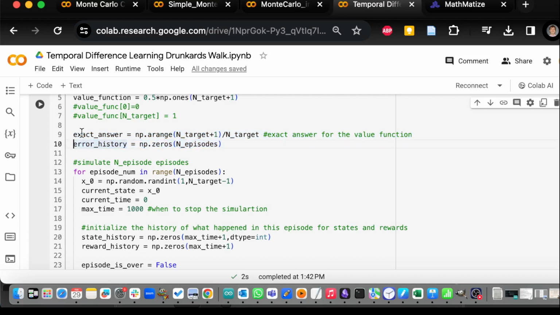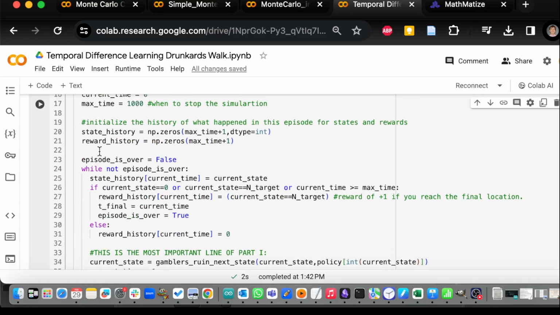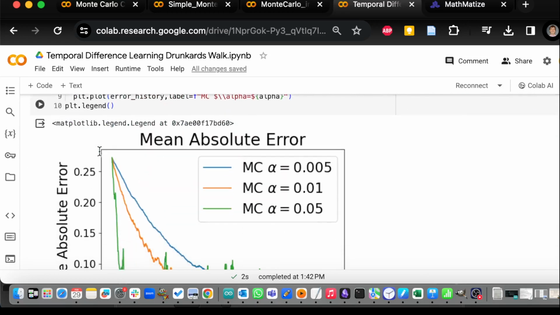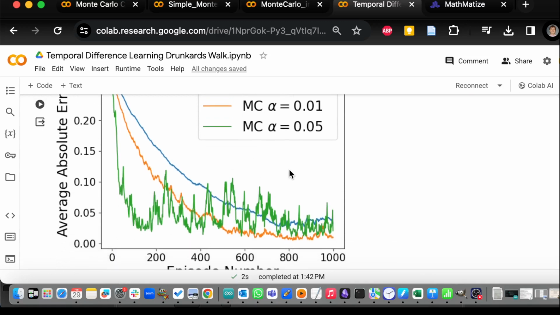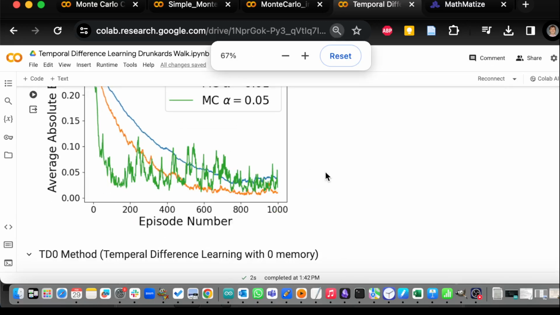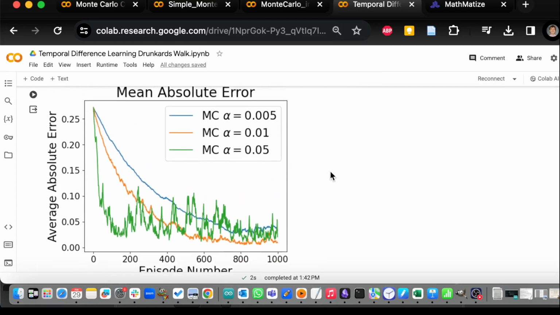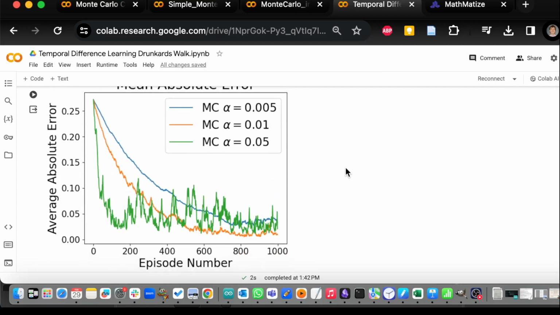In this particular problem, unlike Grid World, I know the exact answer. So in Grid World, I didn't know the exact answer. But in this problem, because we did it already in Lab 1, the exact answer is the function x over n. And by using the exact answer, we can make these plots that look like this. So I can plot for different values of alpha. I can calculate the error and see how the error is going down as a function of the number of episodes. Let me zoom out a little bit. We could not do this in Grid World because we didn't know the exact answer. But for this one, we do know the exact answer.